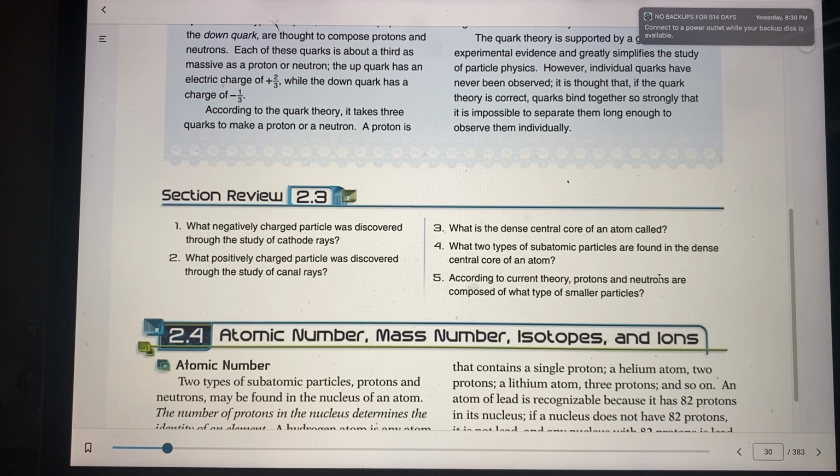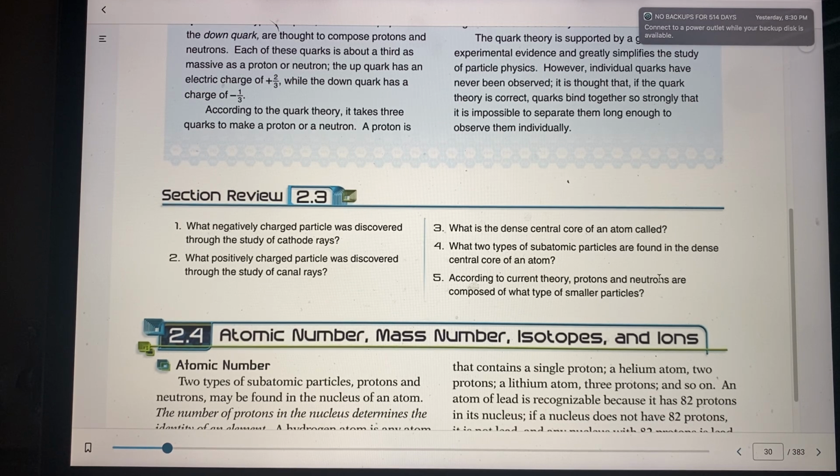What two types of subatomic particles are found in the dense core of the atom? In the dense core of the atom, you find the neutrons and the protons in the nucleus, right? According to current theory, protons and neutrons are composed of what type of smaller particles? Quarks. You need to know all those because those will be test questions for sure.